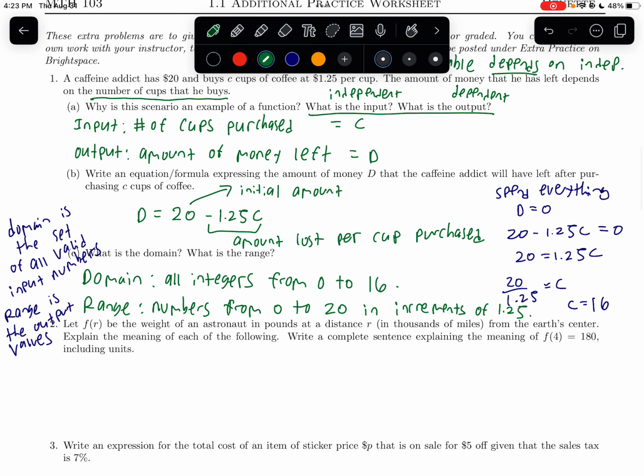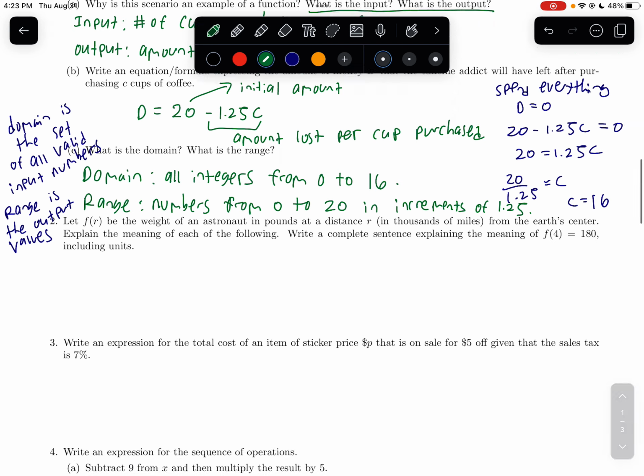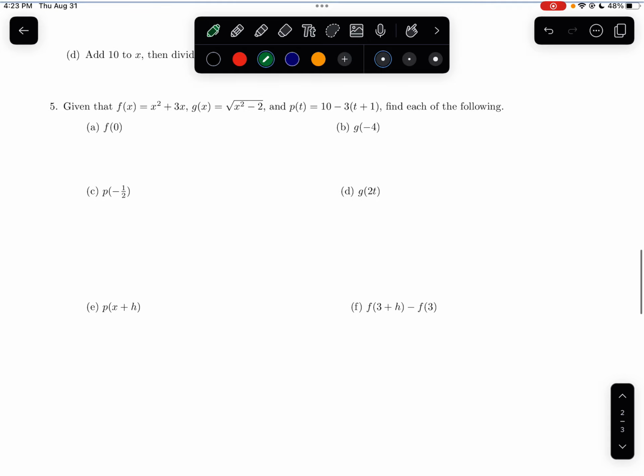Okay, so there's a lot in this problem, but that should be the solution for this. The next one I want to look at is question 5. So here you're given 3 functions and asked to find some following information.